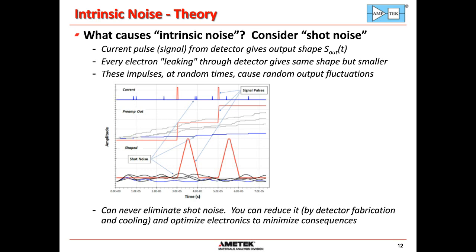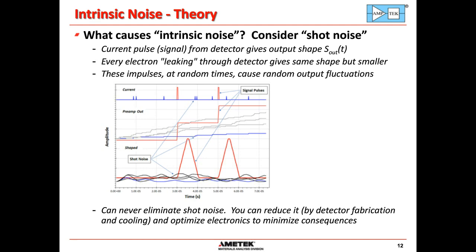That shot noise is one of the fundamental noise sources. There are thermal noise, generation recombination noise, and other noise sources, but they're all similarly arising from random fluctuations in the current through the detector or through the circuit elements within our preamp or shaping amplifier. You can never eliminate this shot noise. You can reduce it by cooling the detector, by reducing the dark current. You can optimize the electronics to filter it out, but you can never eliminate shot noise or intrinsic noise in general from a detector circuit.